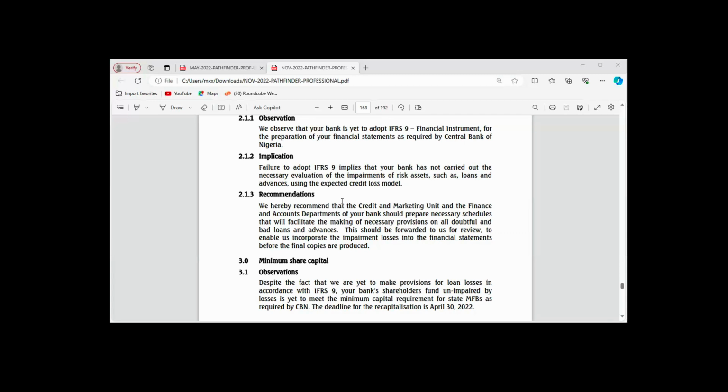But in stage 3, you are convinced there are justifiable reasons to show that these companies will not be able to pay back. That means there is evidence of credit impairment. Credit impairment means that you may not be able to recover your money, either in full or part. So you need to recognize this. That is exactly what this question is saying.